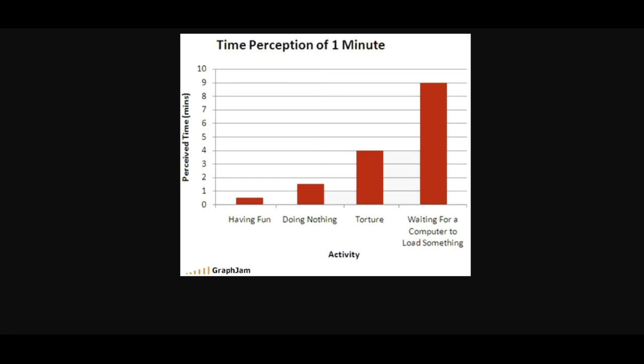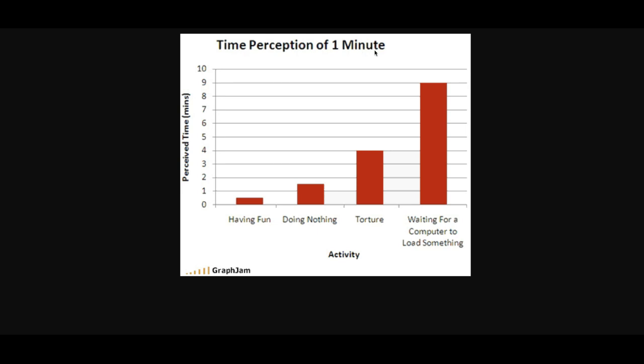So, when I see a bar graph like this, the very first place that my eye goes is to the title, which makes sense because the title is the largest font and it's right at the top of the page, which is usually where we start reading things anyway. So, I see that the title of this graph is Time Perception of 1 Minute.